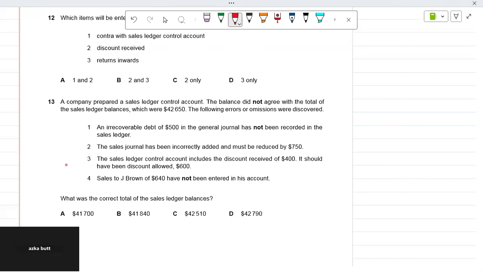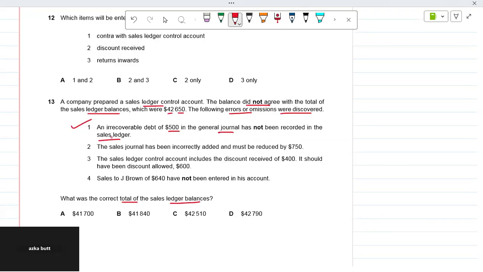Now let's see question 13. Okay. So a company prepared a sales ledger control account. The balance did not agree with the total of the sales ledger balances, which were 42,650. The following errors or omissions were discovered. First one is that an irrecoverable debt of $500 in the journal has not been recorded in the sales journal. Basically, we want to find out what was the correct total of the sales ledger balances.